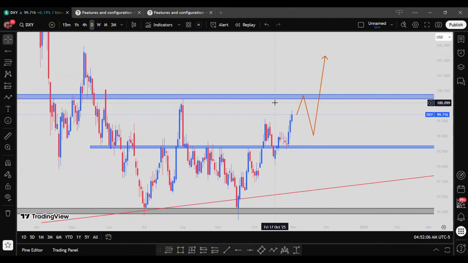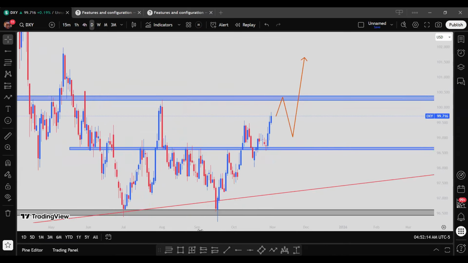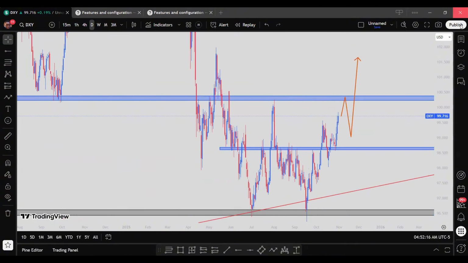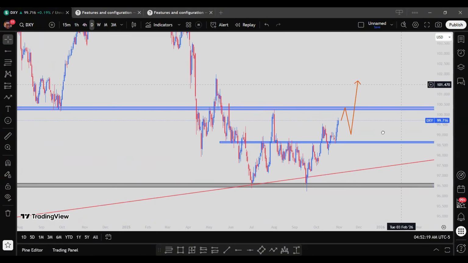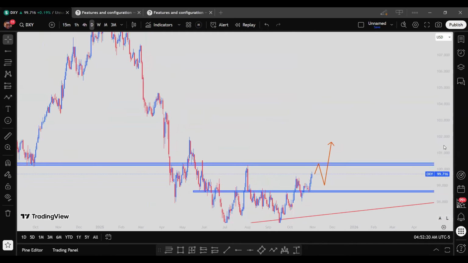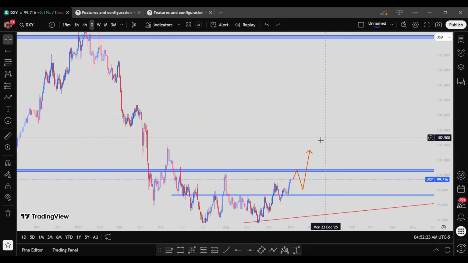But what I'm waiting for, what I'm expecting for DXY, is for price to break above this level. If we have a break of this level, then that means all the USD pairs are still going to continue dropping back to the downside. So that's my outlook on DXY. That's what I'm expecting on DXY.